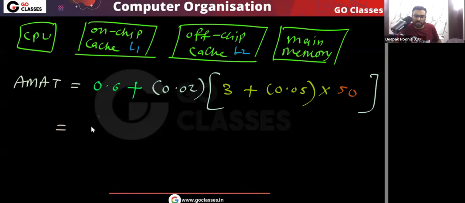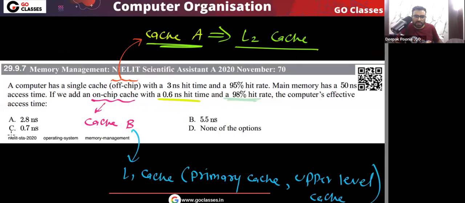Anyone calculated? Did you calculate? 0.71. Okay, that's it. So when you calculate this, you will get 0.71 nanosecond. This will be the average memory access time. So the answer will be option C, 0.7.